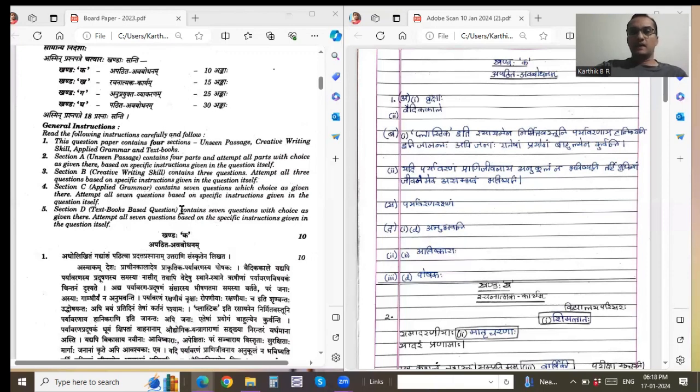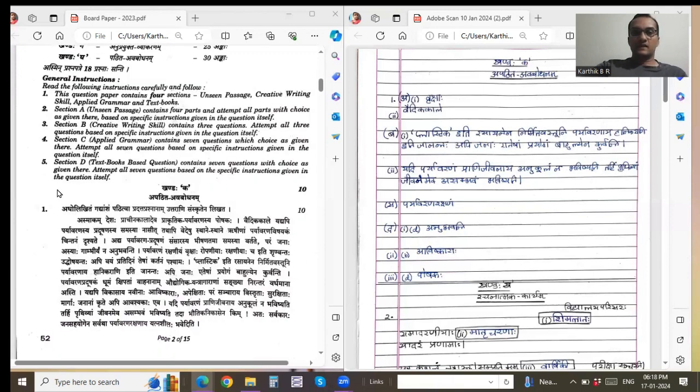Section C, applied grammar, contains 7 questions, with choice as given there. Attempt all 7 questions based on specific instructions given in the questions itself. Section D, textbooks based questions, contains 7 questions with choice as given there. Attempt all 7 questions based on the specific instructions given in the question itself. These are all the main instructions given. So after reading and understanding this, students should attempt answering the questions.